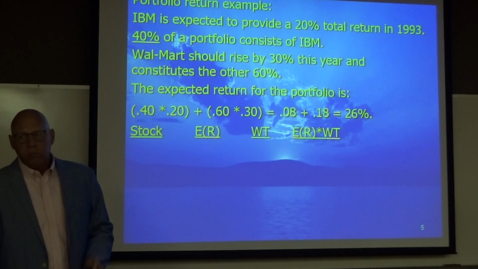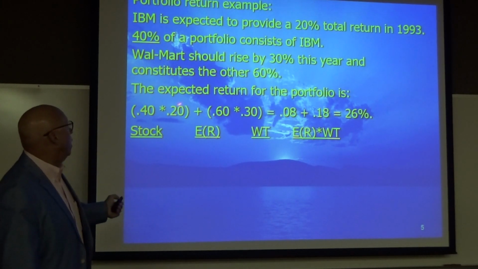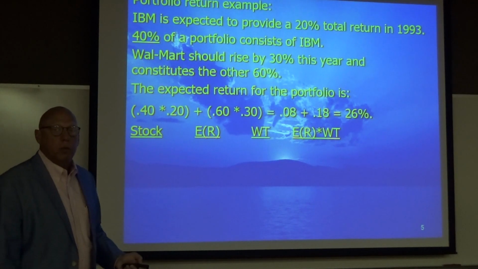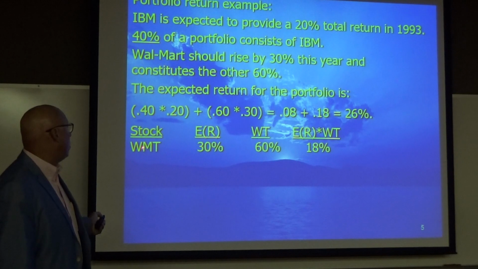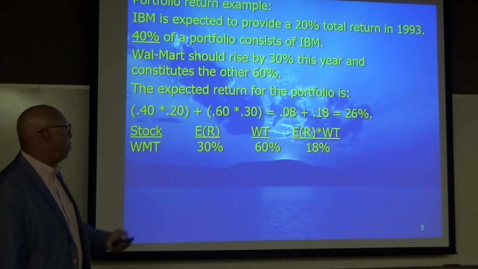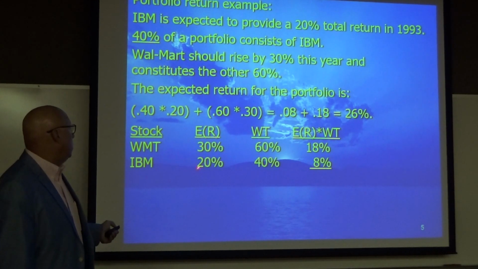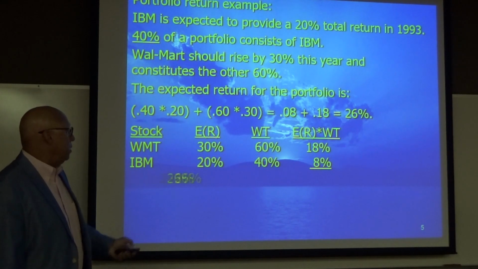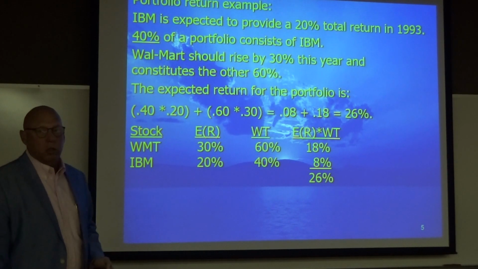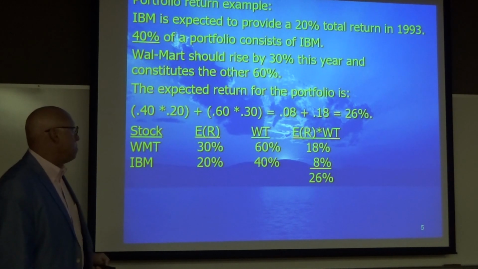All right. Let's put this example into a table. Maybe that'll clarify the concepts for you. So here we have Walmart, the expected return times the weight. IBM, the expected return times the weight. So multiply and then sum, and here's our expected return. Hopefully you can see that. All right.